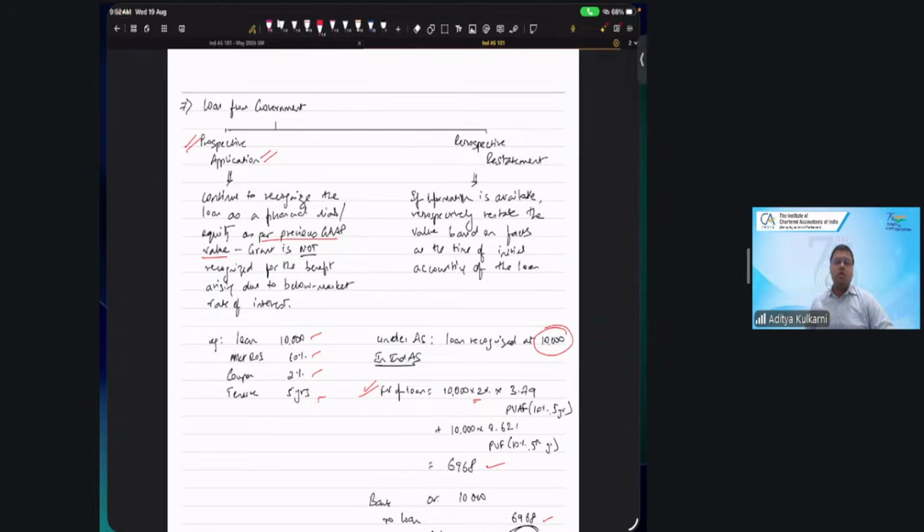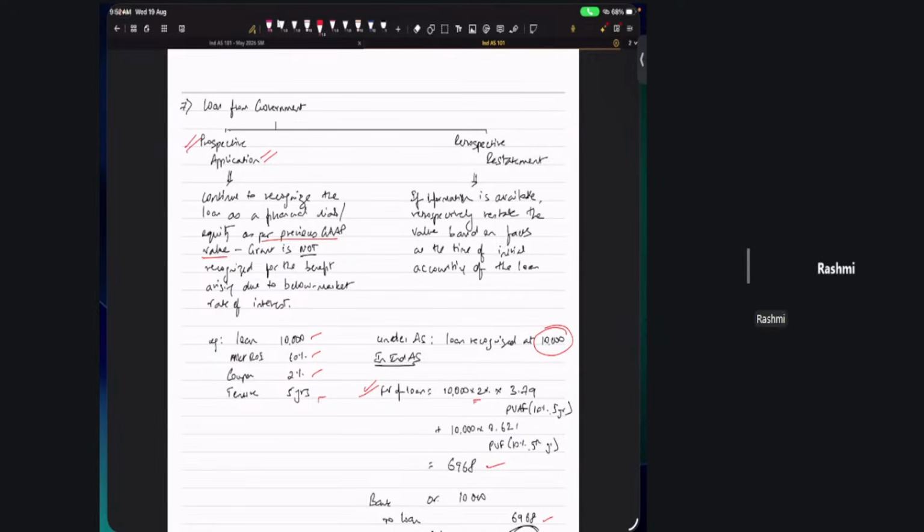If you do not want to enjoy the benefit, do the hard work, go for a retrospective restatement. What would you do for a retrospective restatement? You would go back in time when you actually received the loan, find out what would be the market rate of interest, and then calculate the fair value, take the differential as grant, and do the accounting. Do you understand? Yes, sir.